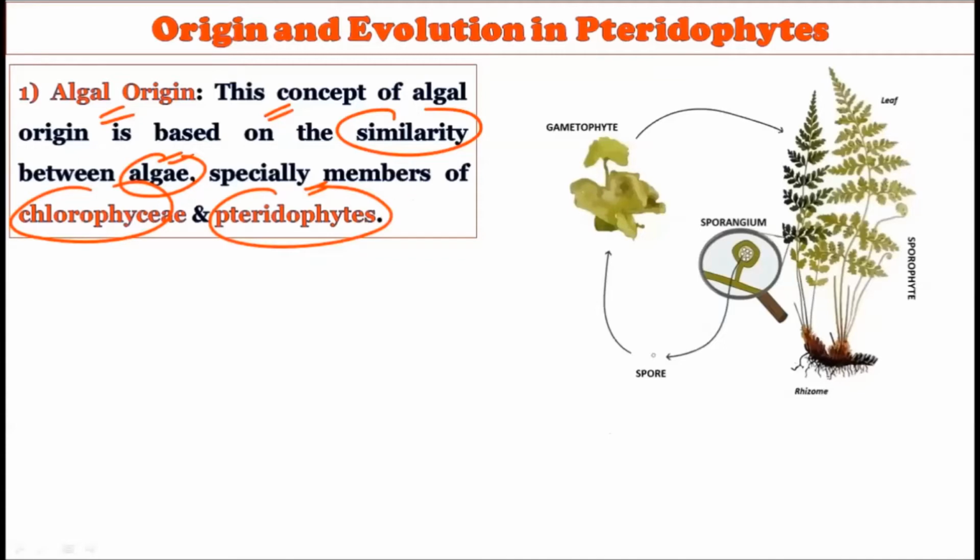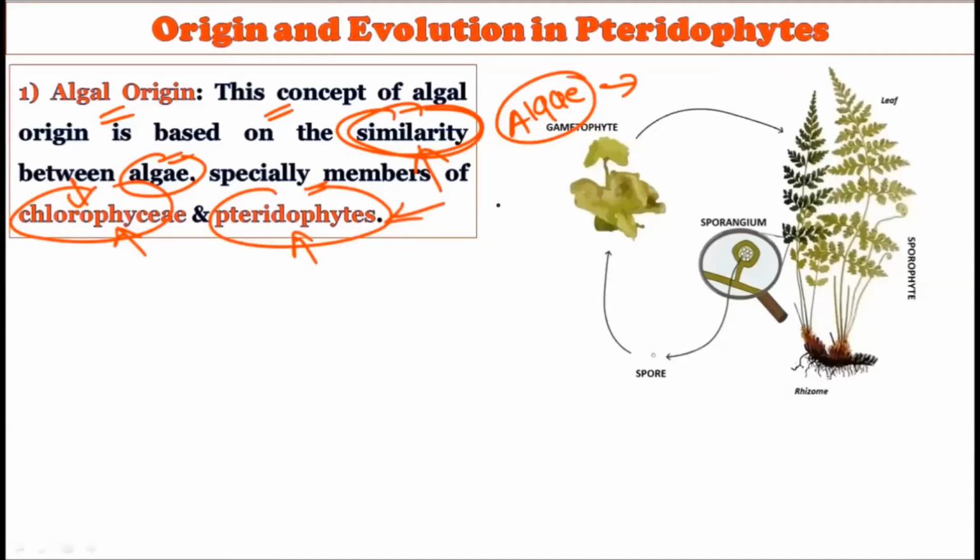See, what are the supportive things for the algal origin? If you are saying that the pteridophytes evolved from the algae, there must have been some evidence to support this. Evidence for this theory lies in the similarity between the members of the chlorophytes and the pteridophytes. Now, you will say, sir, not much matches between them. Well, if you observe carefully, there are certain points which are exactly similar between the members of the chlorophytes, that is the algae, and the members of pteridophytes.